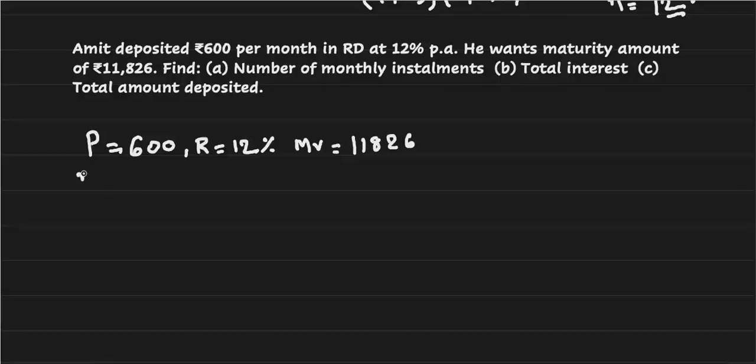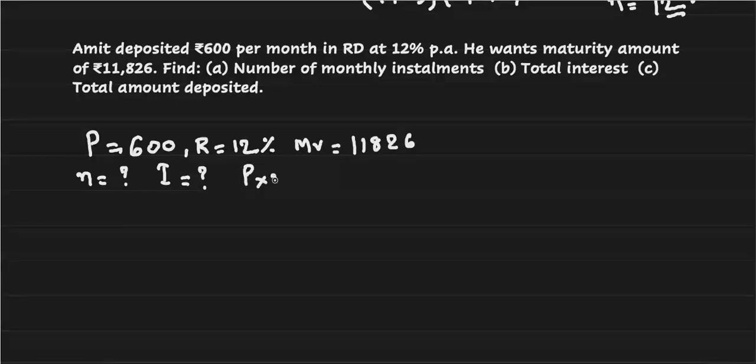826. What are we finding? Number of installments, what is the interest, and what is the total money deposited, P into N. What is the total money deposited, P into N, we are finding. Right? So let's begin this with the same formula.